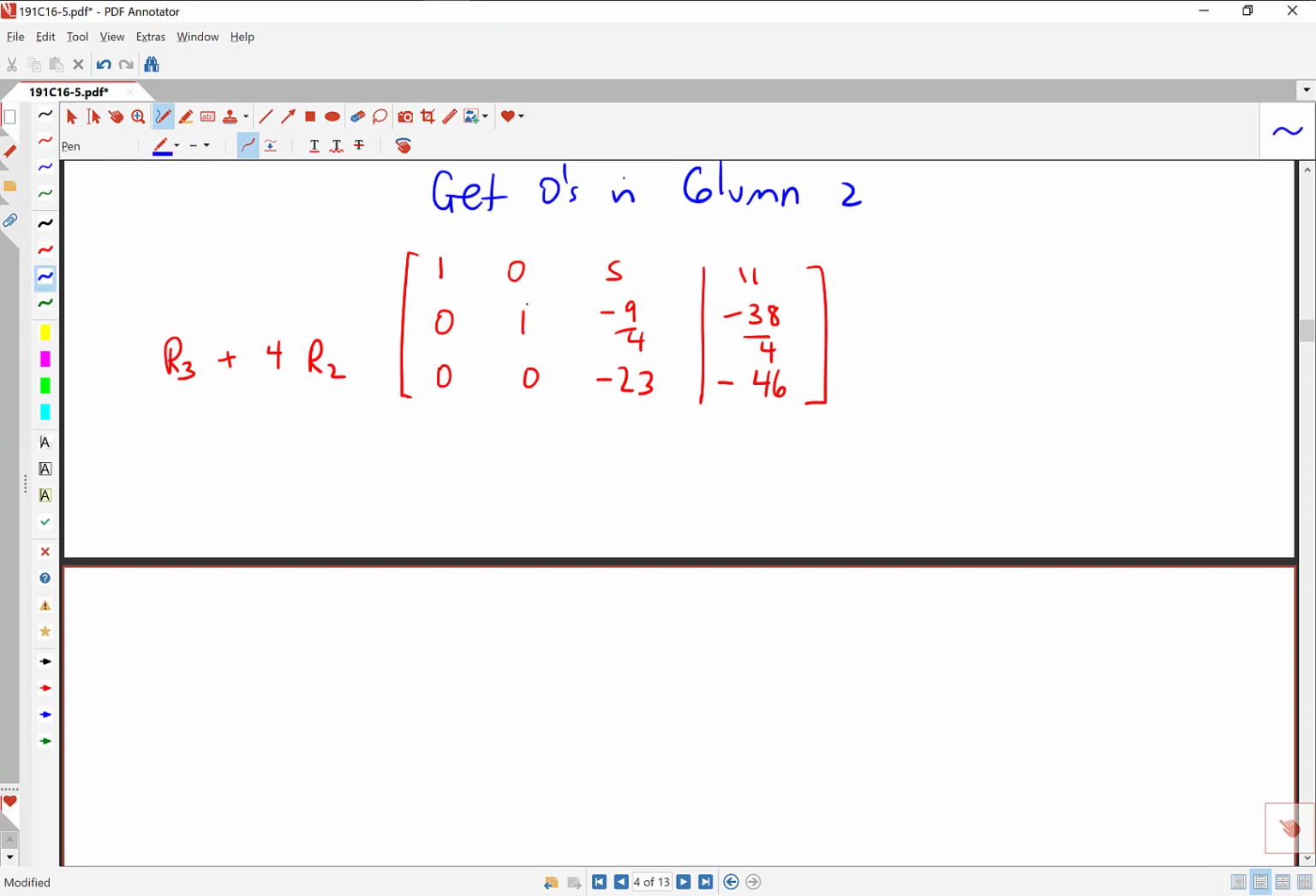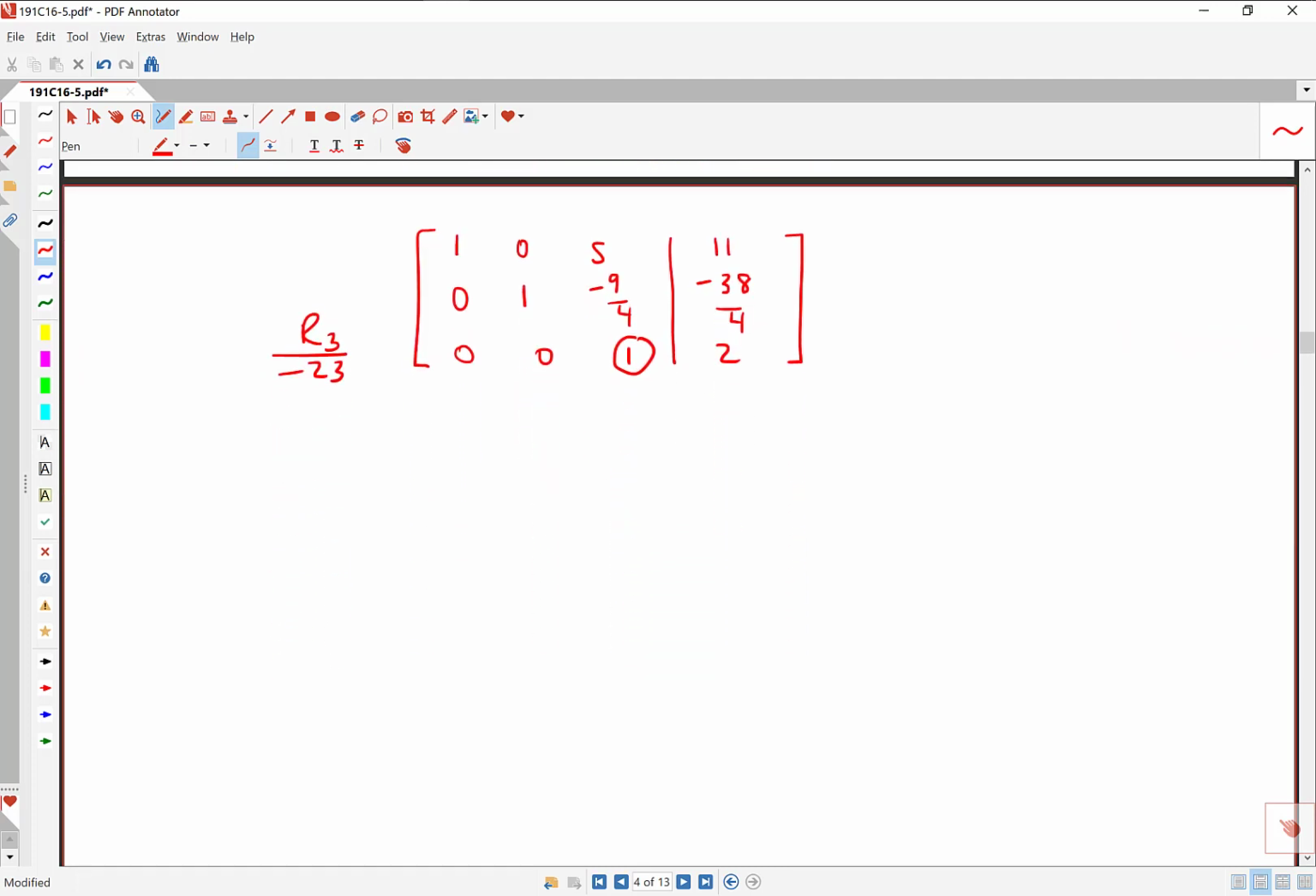We're going to move from our previous pivot down and to the right. So this negative 23 here, we want to get a 1 in that position. So to do that, we're going to take row 3 and divide by negative 23. And that's actually going to work really nicely. We're going to have 0, 0, 1, and then a 2 over on the right side. And we'll just recopy our top 2 rows. So now we've got our pivot for the third column.